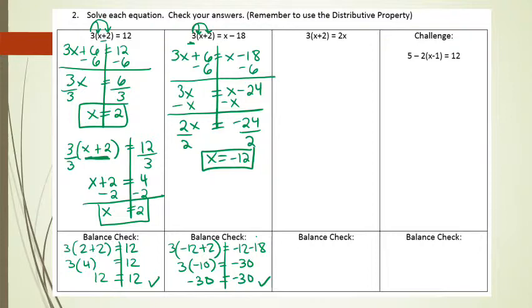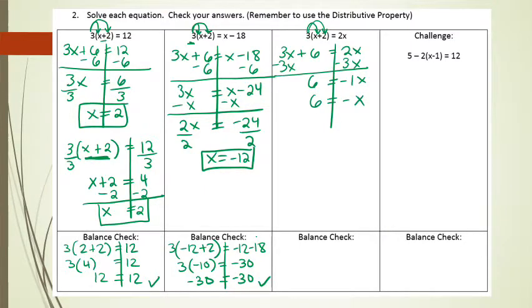Two last problems. Again, one more distributive property here. 3 times x, 3 times 2, right? So 3x plus 3 times 2 is 6 equals 2x. So again, let's get our x's on one side, and I'm going to subtract 3x from each side. I get 6 equals negative 1x. You could also say 6 equals negative x, either way.